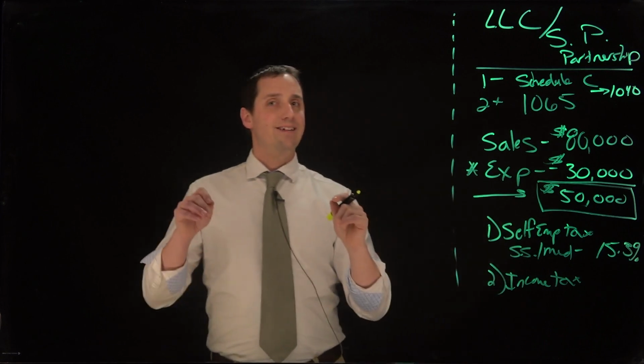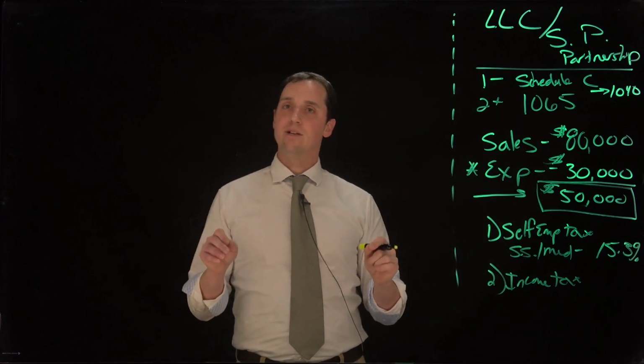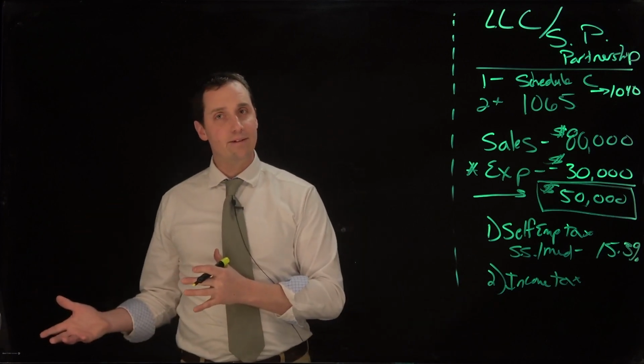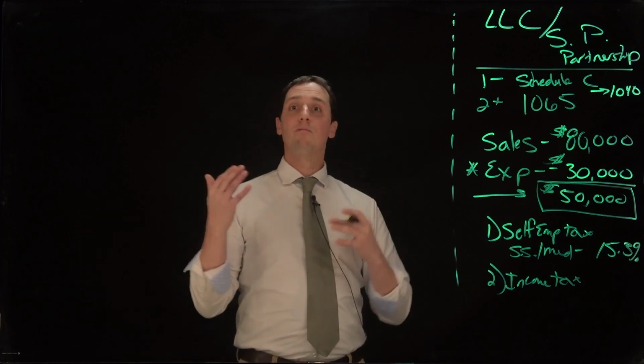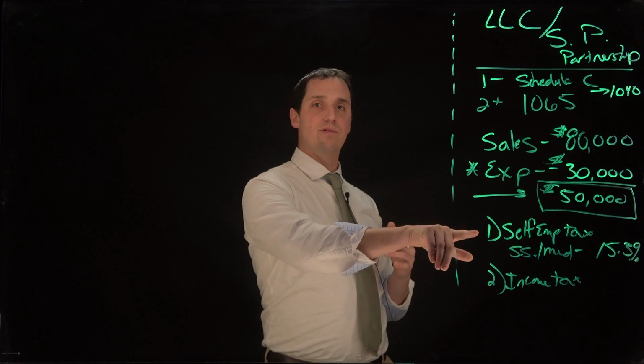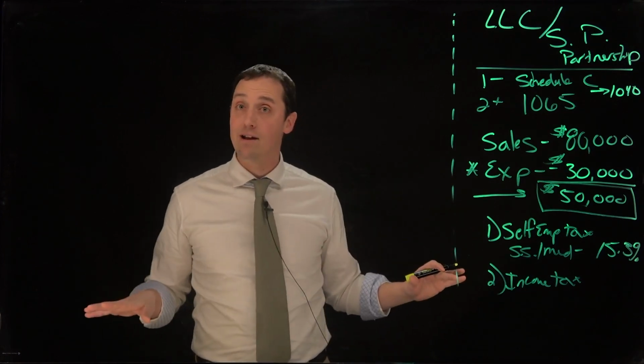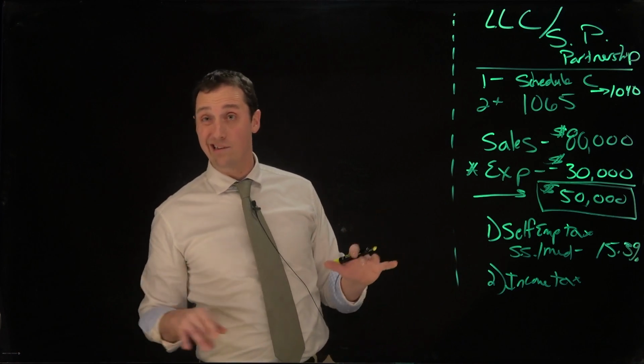Now, the income tax varies. It depends on how much you make. You make a lot, you pay a lot. You make a little, you pay a little. So the income tax is kind of a moving target. It's much different than the self-employment tax, because that self-employment tax is just a flat rate of 15.3. So that's pretty easy to understand.